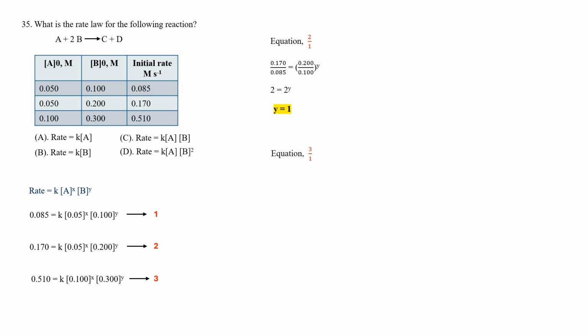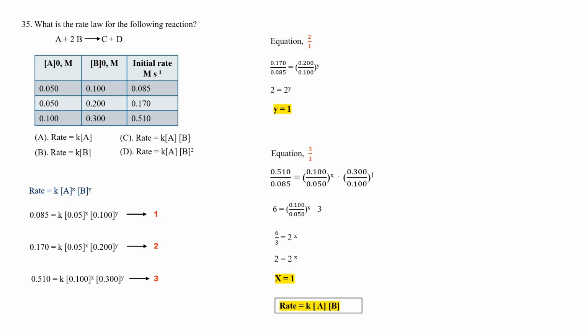Now let's make equations 3 and 1. If you divide equation 3 by equation 1, you already calculated the Y value, then the X value, after you solve this, is again 1. The orders of A and B concentrations are both 1. The overall order is second order. Then we can write the rate equation: rate is equal to the rate constant times A concentration to the power 1 times B concentration to the power 1.